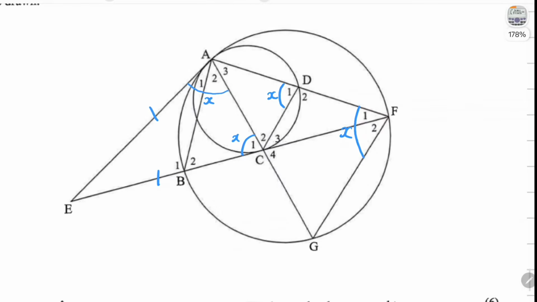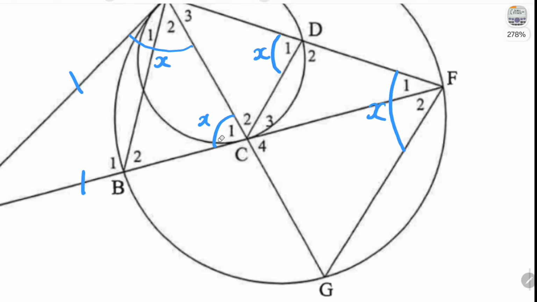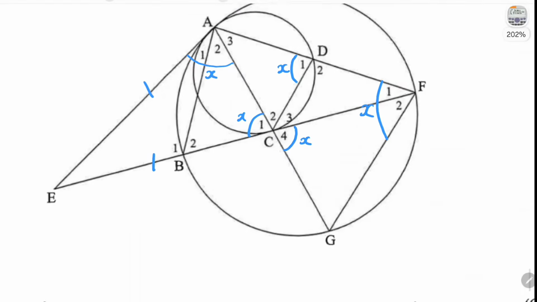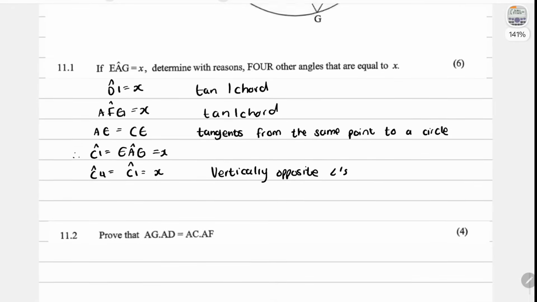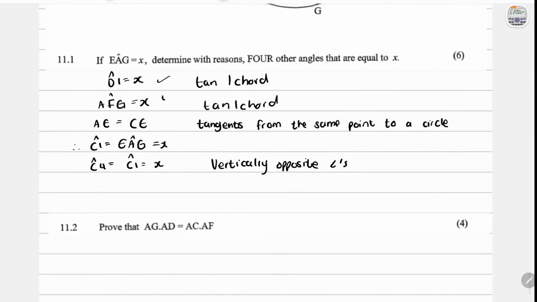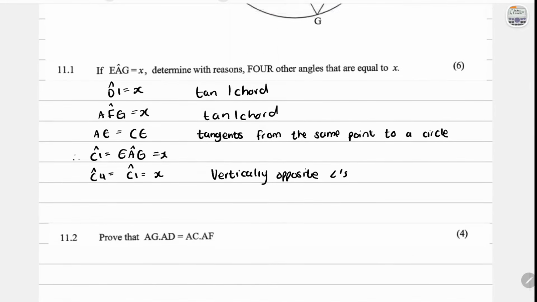What else would be equal to X? Okay, this one is quite clear. The minute C1 is equal to X, these two are two lines intersecting, so we have vertically opposite angles. So that's also equal to x. Okay, so that's the last one. Angle C4 is equal to angle C1, which is equal to x, and that's because of vertically opposite angles being equal. Okay, vertically opposite angles. Done. And we have 4 angles equal to x.